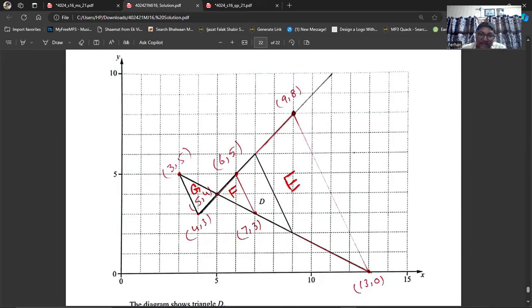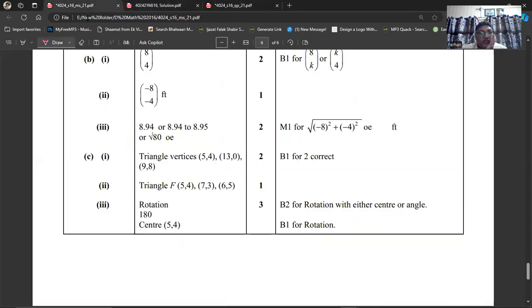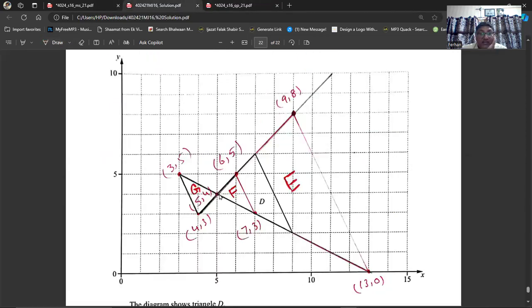I prolonged this line. So I check what is the distance from the center of the enlargement of this vertex. I doubled it. So this is 9, 8, this is 13, 0, and this will remain as it is, 5, 4. And so this is your triangle E. Okay, so let me show you. These are the vertices. Our answers are right.